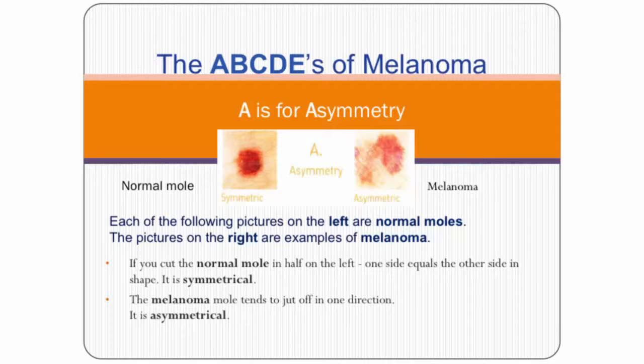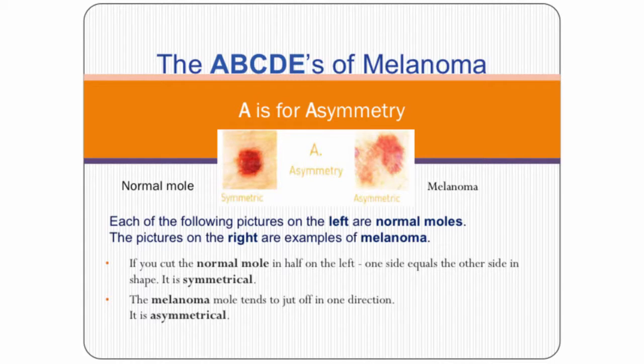So the A is for asymmetry. On each side, I'm going to be comparing with a normal mole, because we don't know what melanoma is or potentially is unless we understand what a normal mole looks like. So always on your left are going to be the normal moles, and always on your right they're going to be examples of the melanoma, and then the different letters are going to be the characteristics within the mole that we're going to be checking.